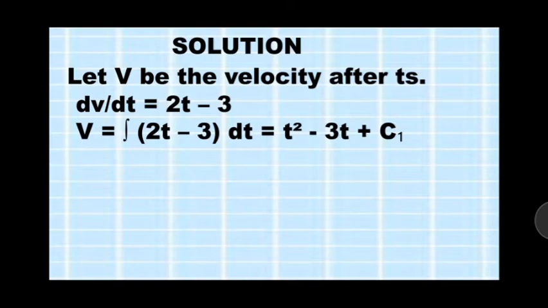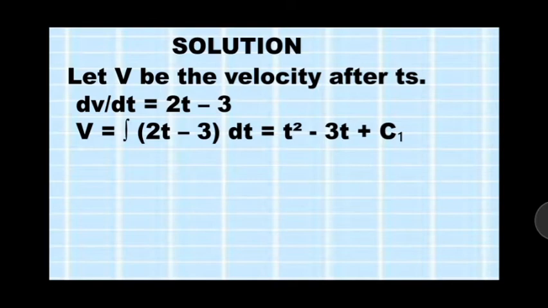So if 2 cancels 2, I have t squared. Then if I integrate 3, I have 3t. So t squared minus 3t plus c. Let's put our constant as c1 here, because we are still going to have another arbitrary constant. We call that one c2 later, just to differentiate between the two constants.